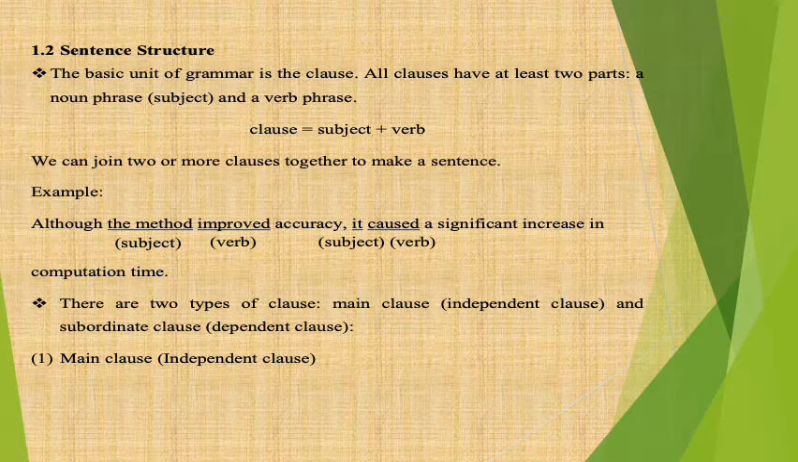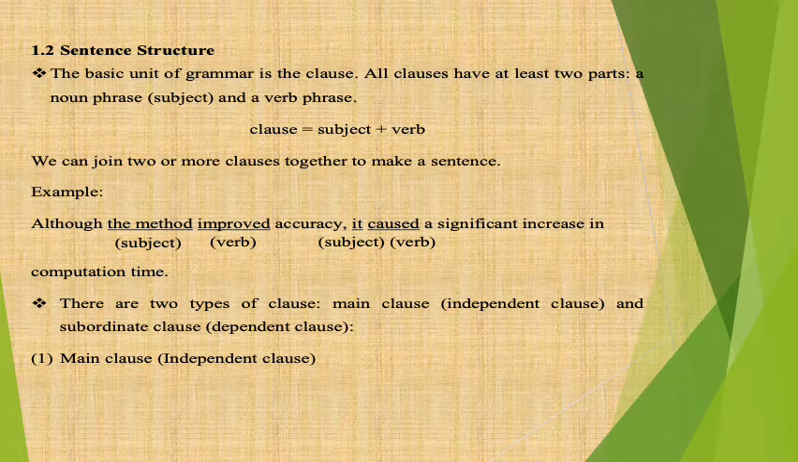We can join two or more clauses together to make a sentence. Here we have examples. Although the method improved accuracy, it caused a significant increase in commutation time. Here we have two sentences, two clauses. The first one, and here we have a comma at the middle of the sentence, and the second one also we have another sentence.